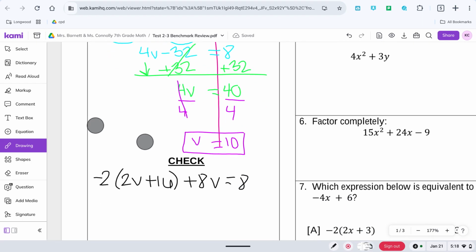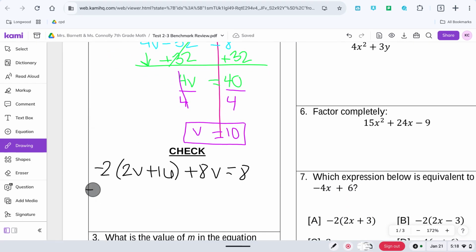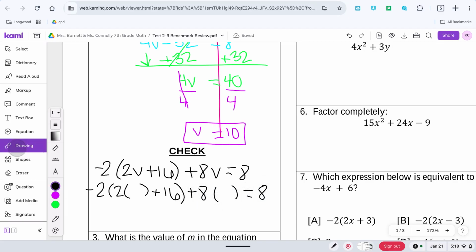And now in the second step, instead of the letter v, we're going to write empty parentheses. So negative 2 parentheses 2 parentheses plus 16, close that parenthesis, plus 8 instead of v, another parenthesis, and equals 8. And inside those parentheses now I'm going to put the number 10, because that's the number I'm saying is the solution for my answer up here. So it went here and here.